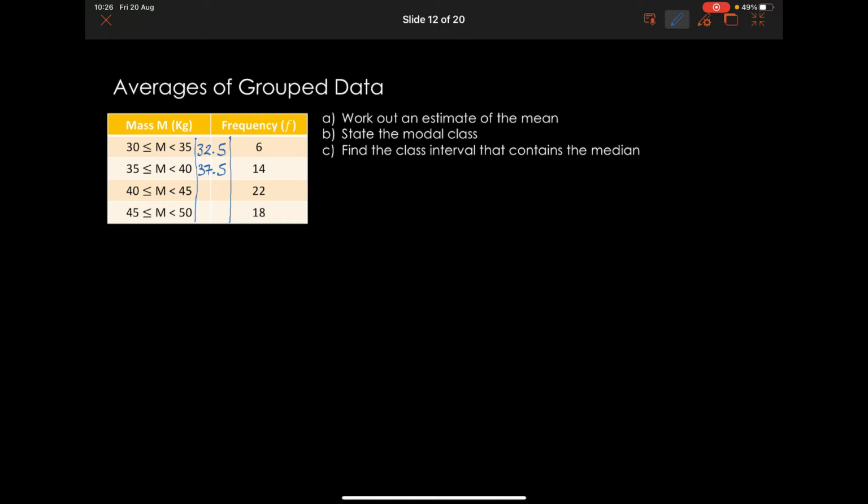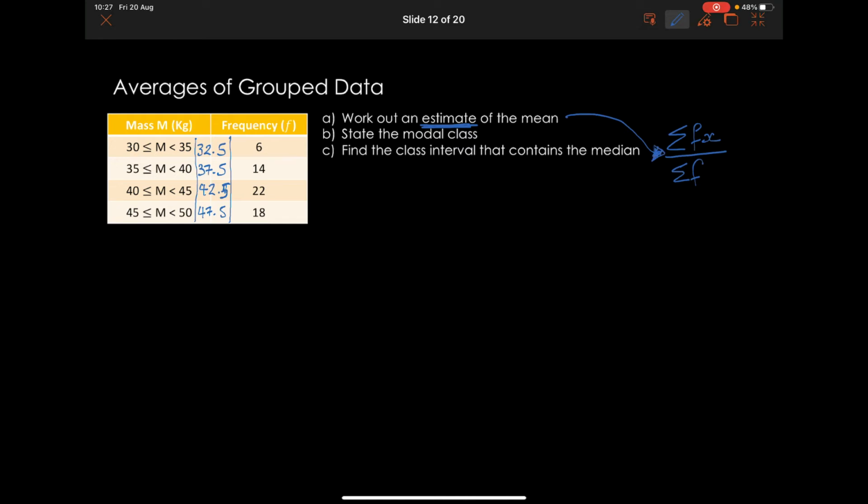Halfway between 40 and 45 is 42.5. Oops, 0.5. And halfway between 45 and 50 is 47.5. This is why it's called an estimate of the mean, because we don't know the actual values, so we're using a halfway point to help us to work it out. Don't forget we have to use this formula, the sum of fx over the sum of f. That's what the mean is.